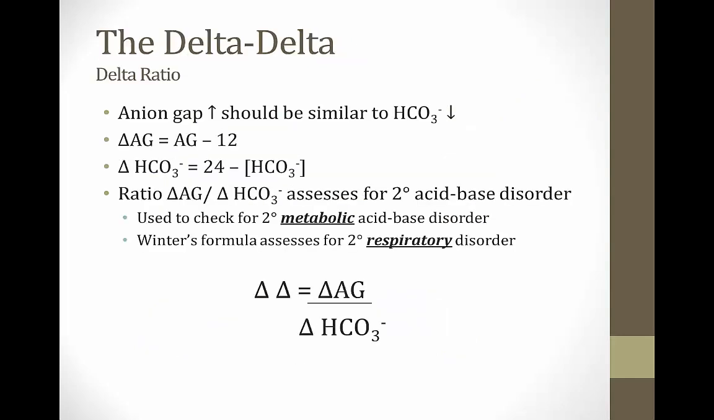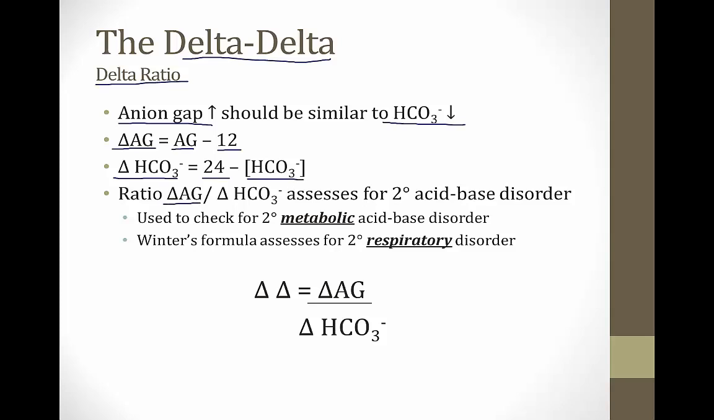One other measurement that's very important in metabolic acidosis problems is called the delta-delta. It's also called the delta ratio. And this applies only to anion gap metabolic acidoses. If you have an increased anion gap acidosis, the increase in the anion gap should be similar to the fall in the bicarbonate level. So you can calculate the change in anion gap by taking the patient's anion gap and subtracting 12, which is a normal anion gap. You can calculate the change in bicarbonate by taking 24, which is a normal bicarbonate, and subtracting the patient's bicarbonate.